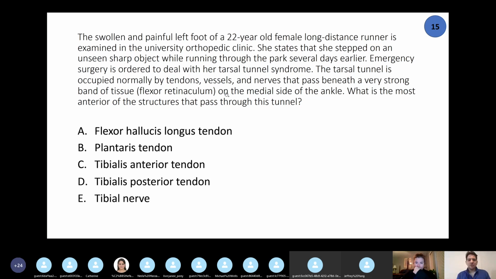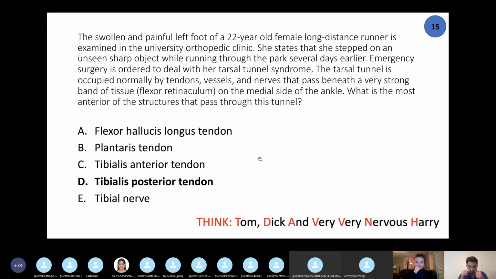So distally on the hand, you'll get median nerve injury or median nerve symptoms. This is very similar. This tarsal tunnel has a flexor retinaculum, and it's on the medial side by the medial malleolus. So basically, it's a lot of words just asking you what is the most anterior structure there, right? So it's tibialis posterior. The best way to remember that is this little mnemonic: Tom, Dick, and very nervous Harry.